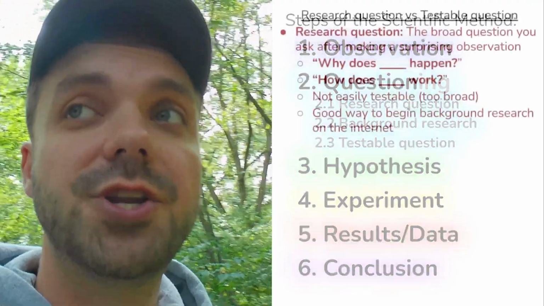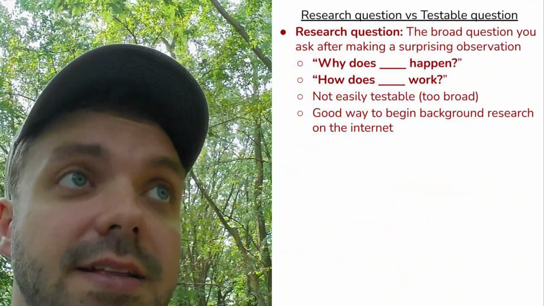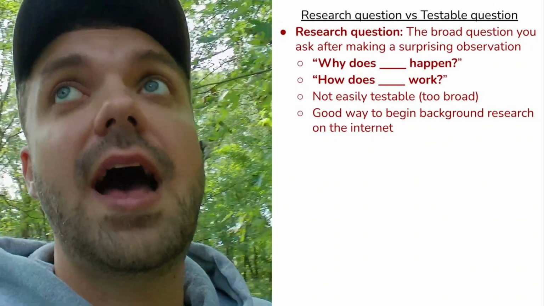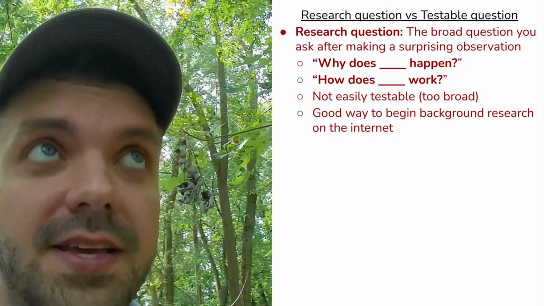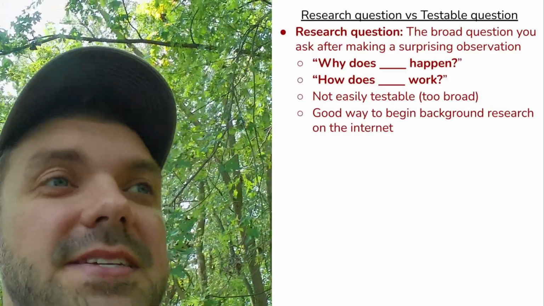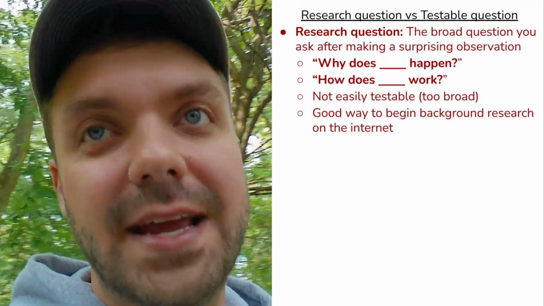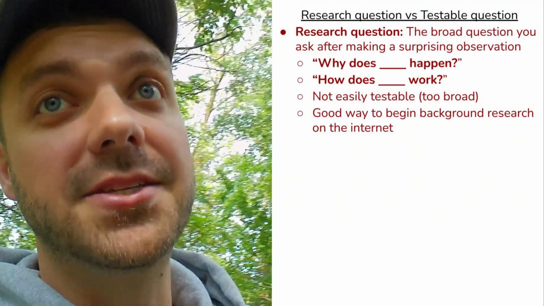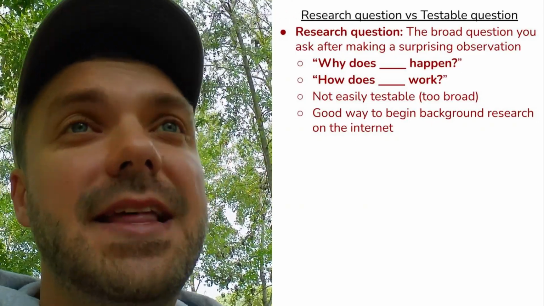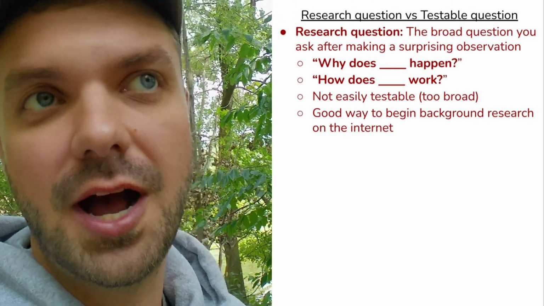A research question is the broad question you ask after making a surprising observation. These sound like everyday kind of questions. Why does this happen? How does this work? These aren't usually something you can test with experiment, though, because it's not like you can ask the universe why and really expect an answer. You can ask Google or any search engine these questions, and that is why these questions are a great way to begin background research on an observation.